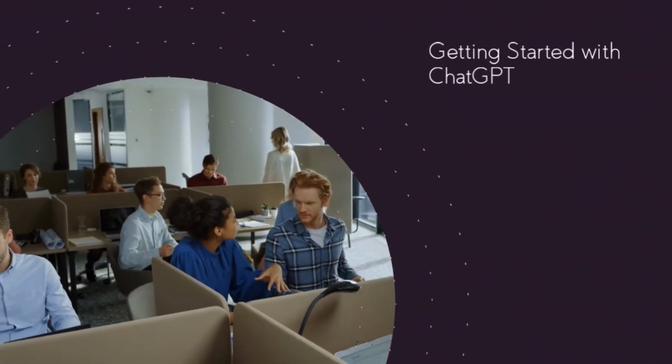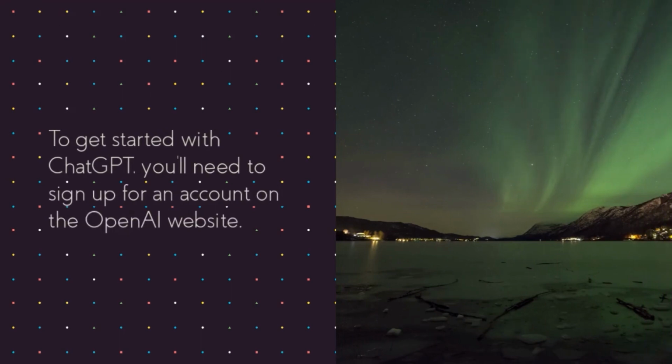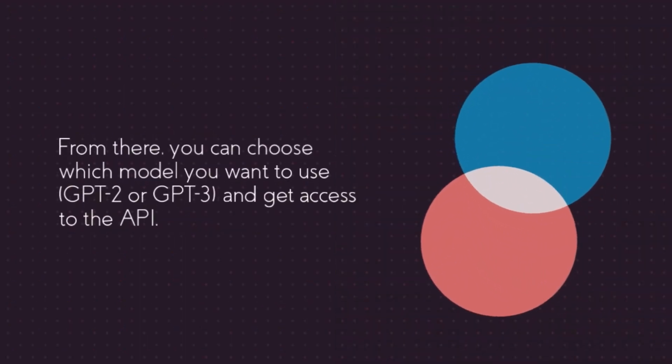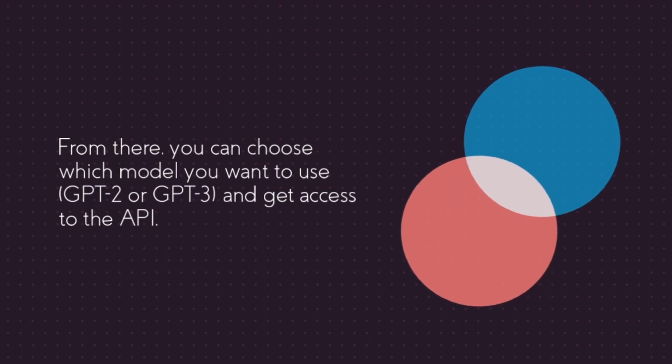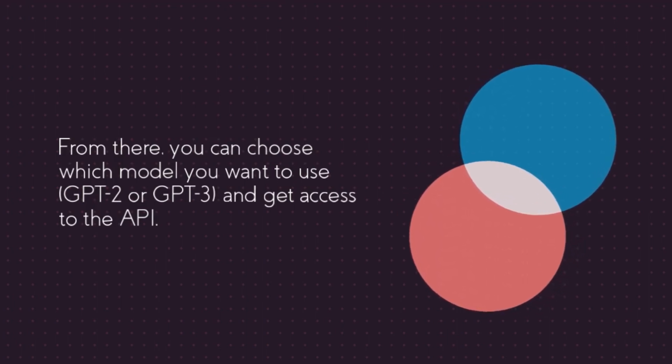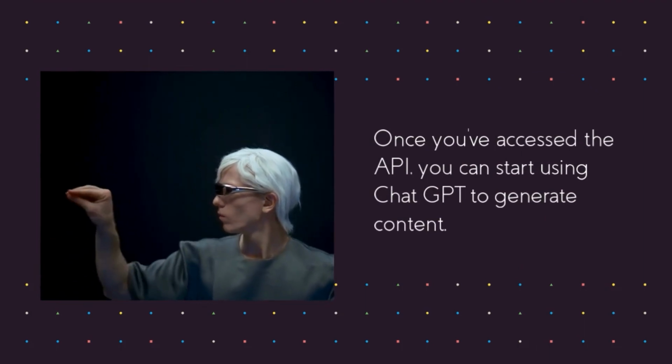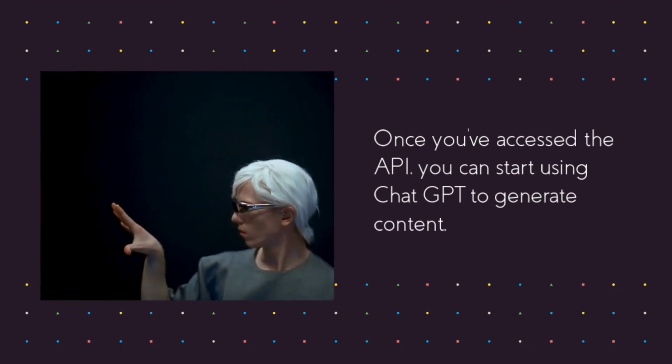Getting started with ChatGPT. To get started with ChatGPT, you'll need to sign up for an account on the OpenAI website. From there, you can choose which model you want to use, GPT-2 or GPT-3, and get access to the API. Once you've accessed the API, you can start using ChatGPT to generate content.